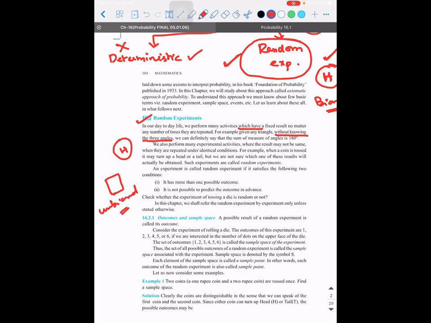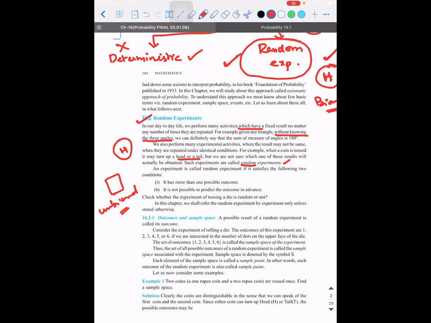For example, when a coin is tossed, it may turn up to be a head or a tail, but we are not sure which of these results will actually be obtained. Such experiments are what are called random. So the experiments for which we don't know what is going to be the output, provided it is being repeated under identical conditions, is called a random experiment.